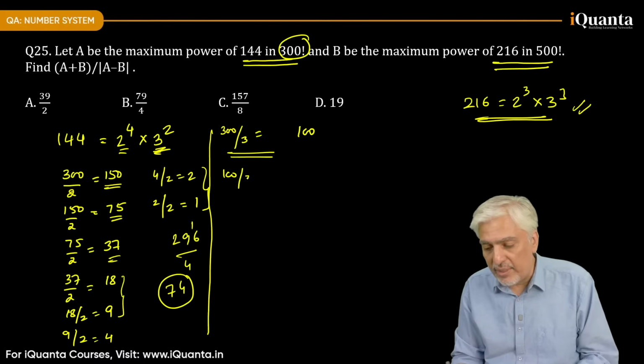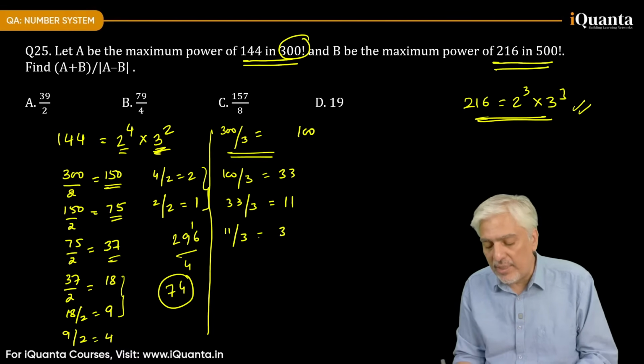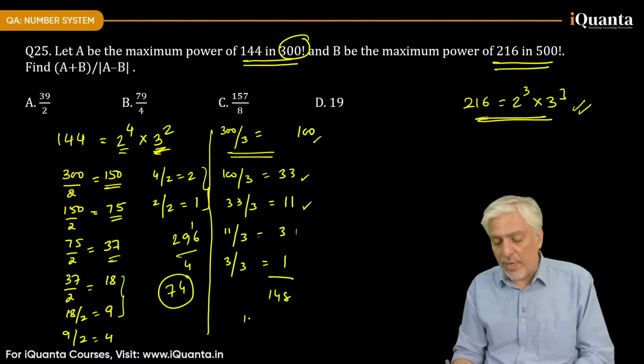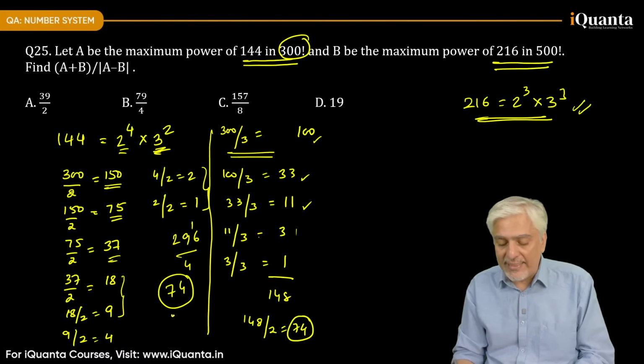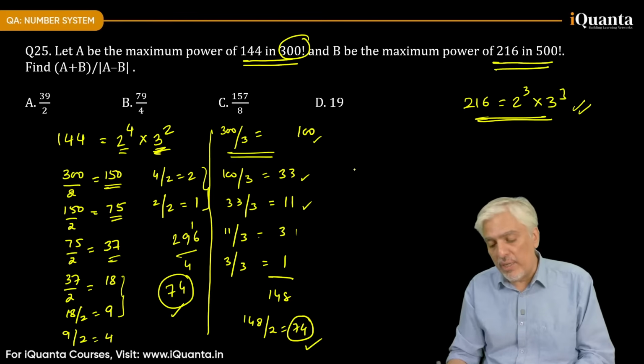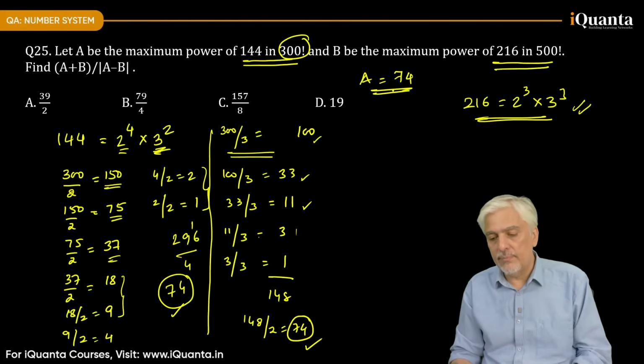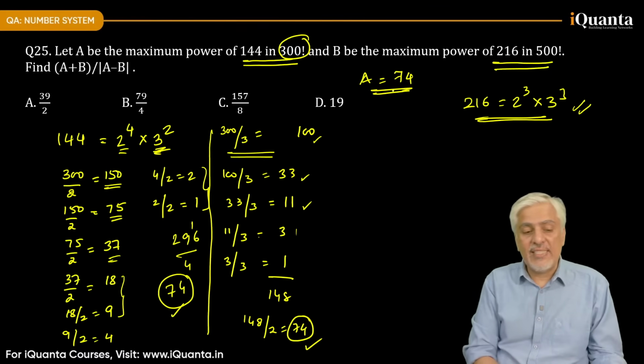100 डिवाइड बाय 3 33, 33 डिवाइड बाय 3 11, 11 डिवाइड बाय 3 3, 3 डिवाइड बाय 3 1, 144 148। लकीली, वेरी लकीली 148 डिवाइड बाय 2 इज ऑल्सो 74। तो दोनों एग्जैक्ट 74 आ रहा है, देयरफॉर A अभी भी 74 ही आया। A is coming 74.